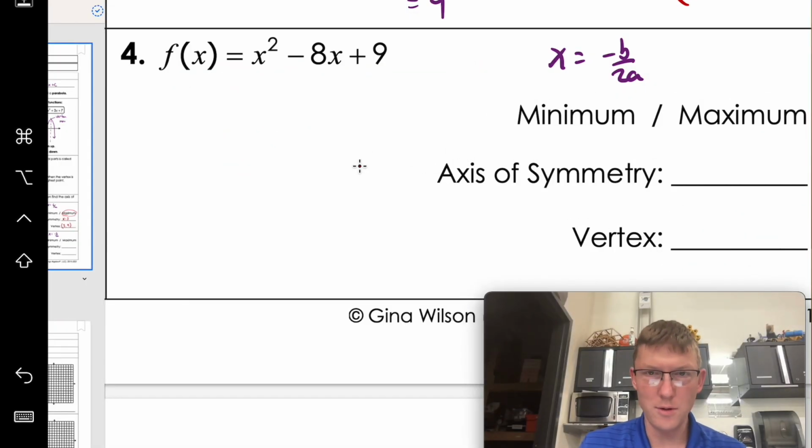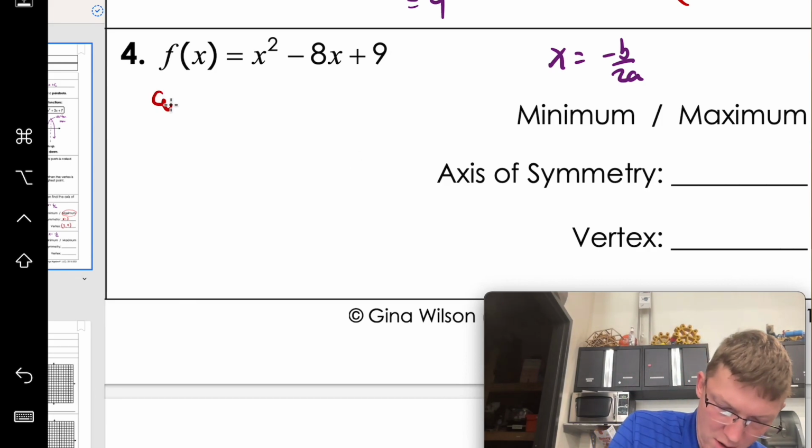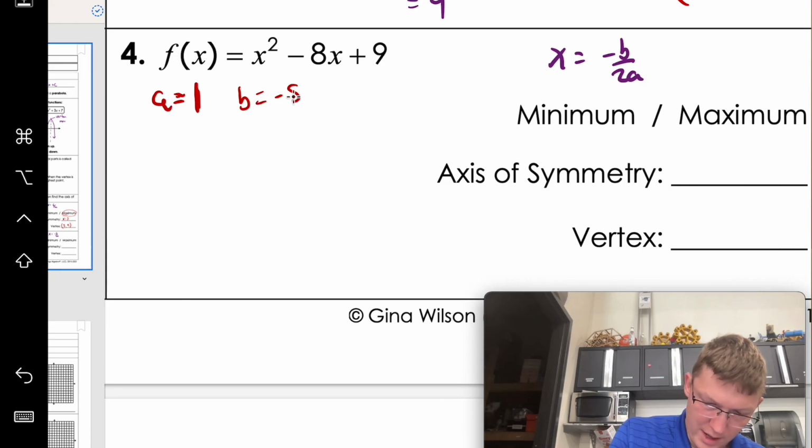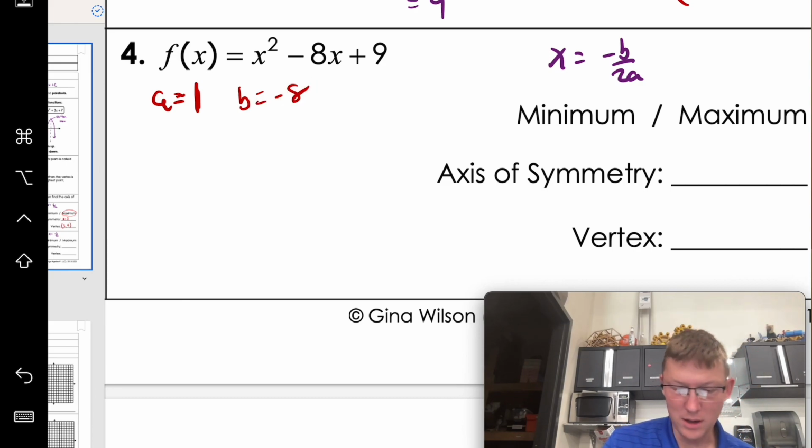And number 4. So again, we need to figure out what our A and our B is. Our A equals the number that's attached to here. There is no number, but there is an x squared, so that is an implied 1. Our B is going to be -8. And honestly, at this point, we know that we're not going to use our C for this problem.